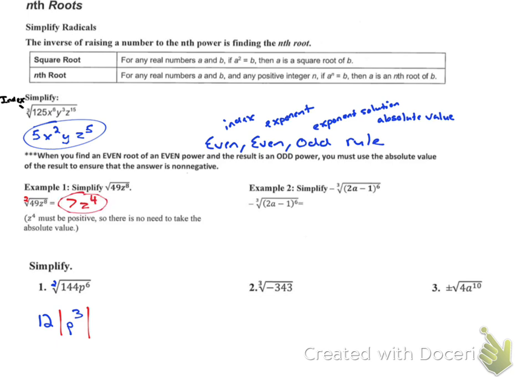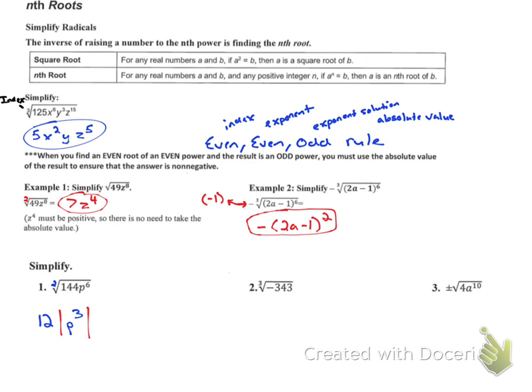All right, example 2, there's a negative on the outside of the radical. All that means is when you're done simplifying, you will still have that negative multiplied to whatever you simplify it to, okay? Now, you have a binomial inside of the radical. You treat it just like you would a variable. In this case, you would do 6 divided by 3. What's 6 divided by 3? 2. So that would be negative 2a minus 1 to the second power.